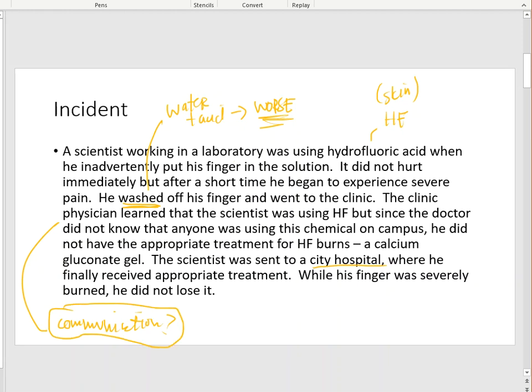We always have to be in communication with the proper people on campus or the proper people at our employer's site. If not, then these problems can get much worse for us as an employee.